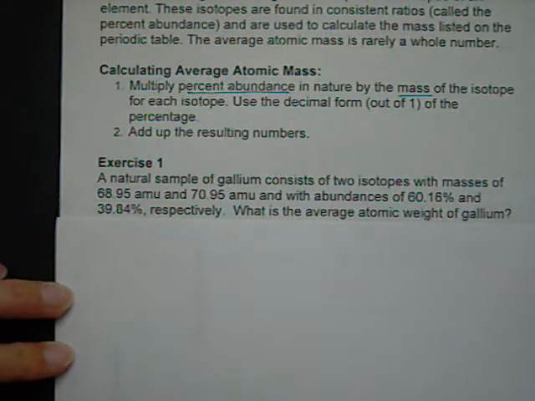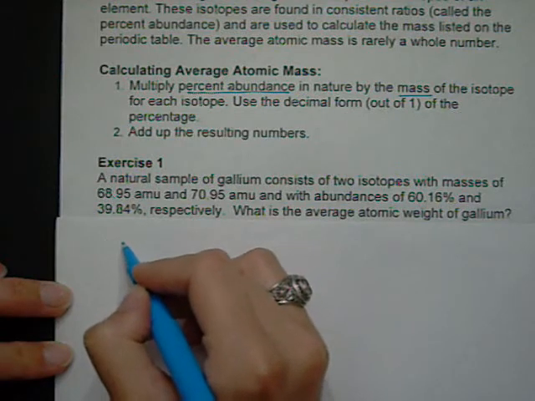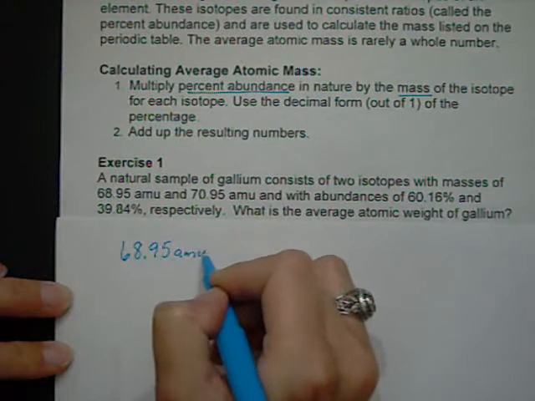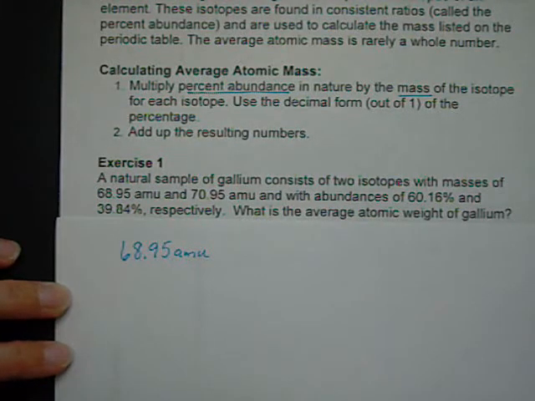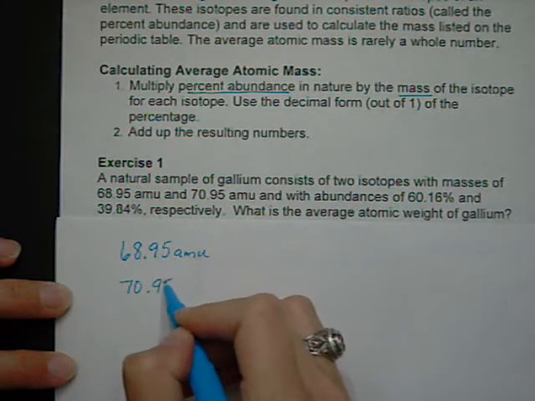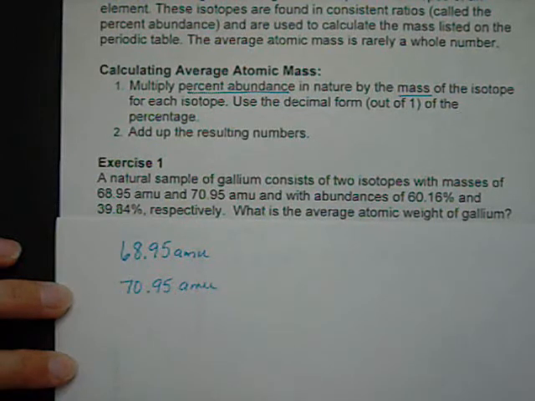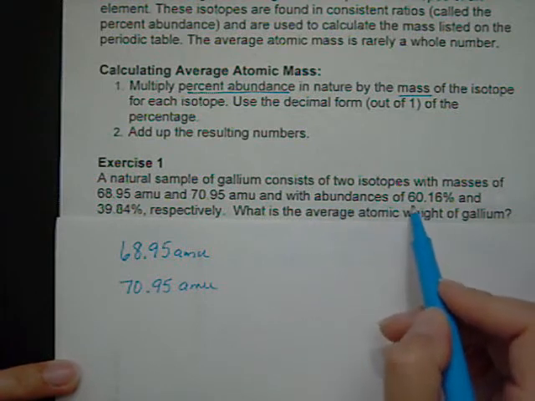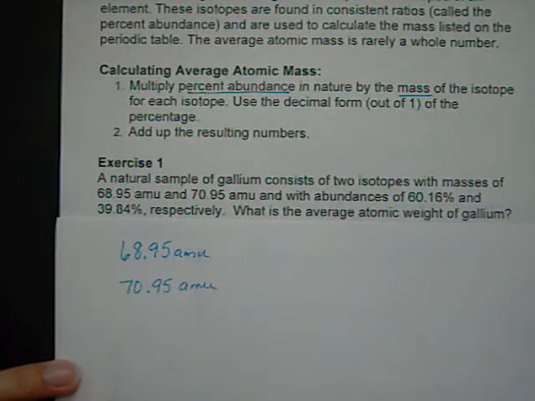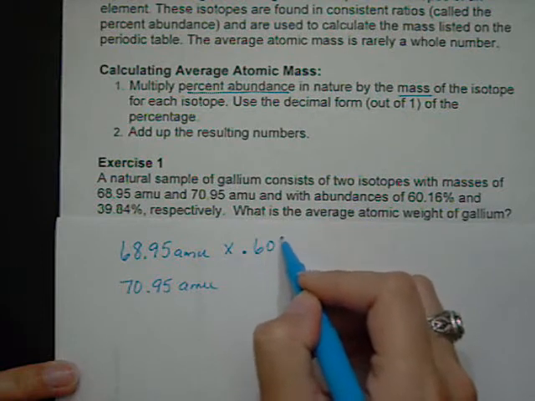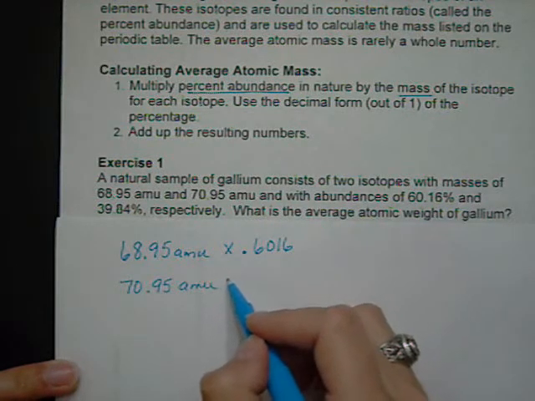So if we take a look at exercise number 1, we have 68.95 atomic mass units for the first isotope of gallium and 70.95 atomic mass units for the second isotope of gallium. Following that, it says with abundances of 60.16 and 39.84 respectively. So I want to take those out of percentages and just use the decimal form, and I can include those in my equation.